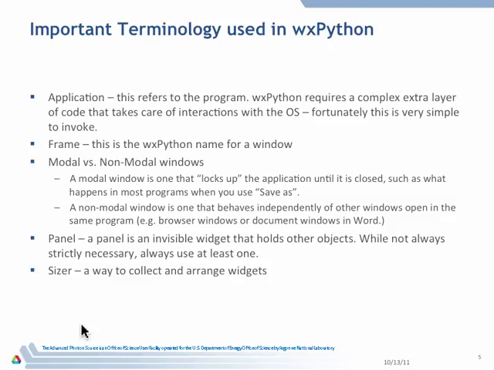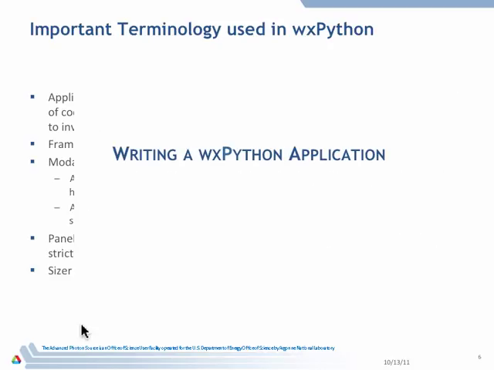and a frame is a window, and you don't have to, but practically speaking, you should have at least one container to hold your stuff in the window. Okay, last thing, and this will probably be the thing we'll spend the most time on today at least, is sizers, as a way to collect and arrange the stuff you're going to put into the window, the widgets. Okay, so let's get started writing an application.